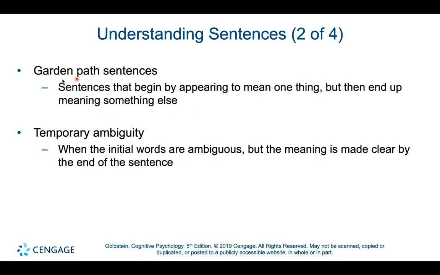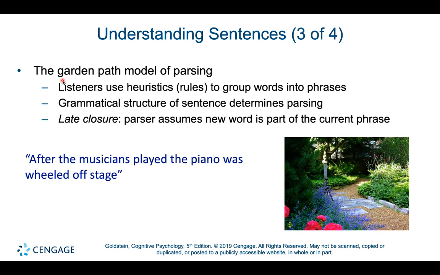So, like I mentioned previously, we can have garden path sentences, those that begin by appearing to mean one thing, but end up taking a left or a right hand turn and meaning something else. Part of this is due to temporary ambiguity in the beginning of a sentence, where it might not be clear what the words at the beginning mean until we get to the end of the sentence. So let's take a similar sentence. After the musicians played the piano, was wheeled off stage. That sounds a little funny to say at first, but it's a perfectly fine sentence, right?